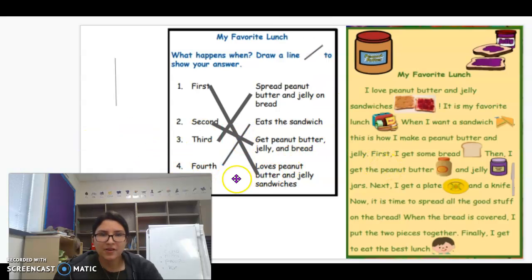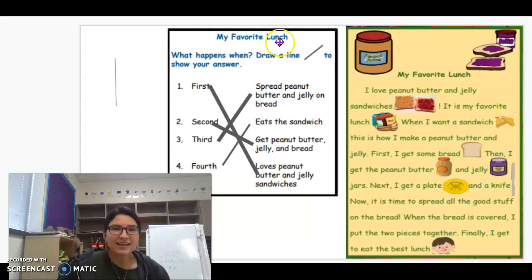All right. I know those lines are all crazy, but I'll read them in order. First, loves peanut butter and jelly sandwiches. Second, get peanut butter and jelly bread. Third, spread peanut butter and jelly on bread. Fourth, eats a sandwich. So, was that correct?